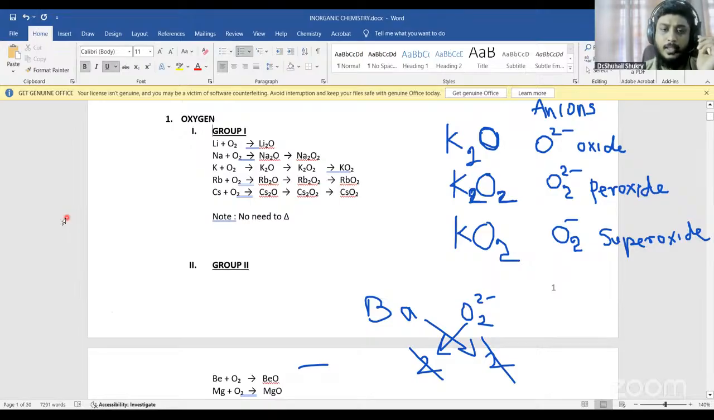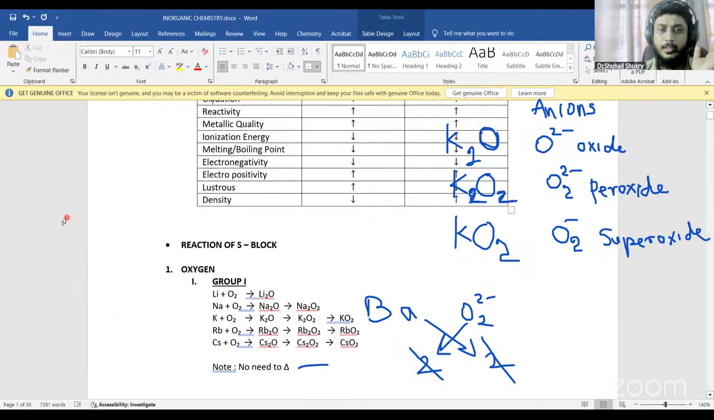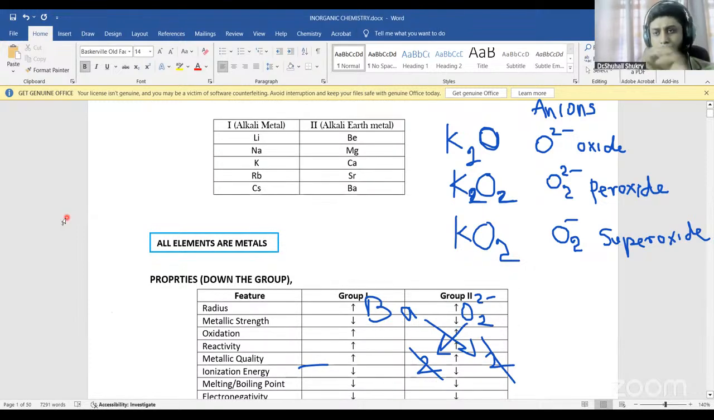So now you have a task. Write S block in your notebook. Under that, write reaction with oxygen, and write all the reactions, whatever you have learned now. Now itself we have to practice. Please write it. Come on. Now itself do this. Don't be lazy.